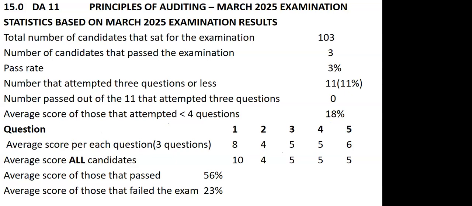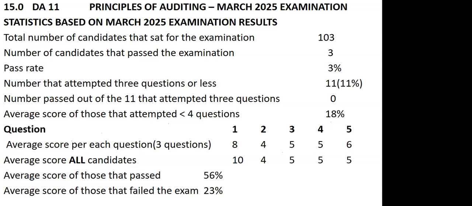And you can see in the average score per each question, the 3 questions there, question 1, 2, and 3, the average score is 8, 4, and 5. Average score for all candidates across the 103. In question 1, it was 10 marks. Question 2, 4 marks, and so on, all below 50% of the marks, you see.